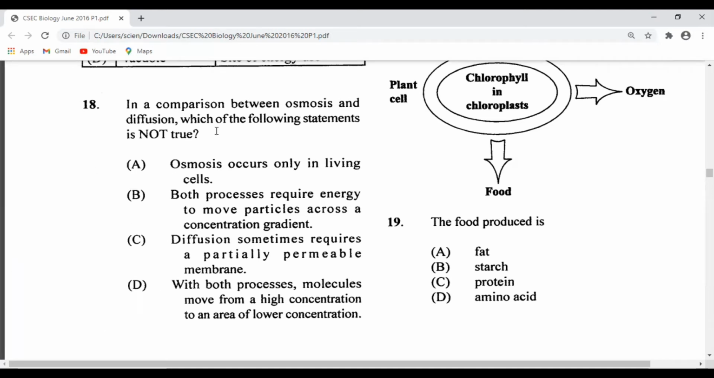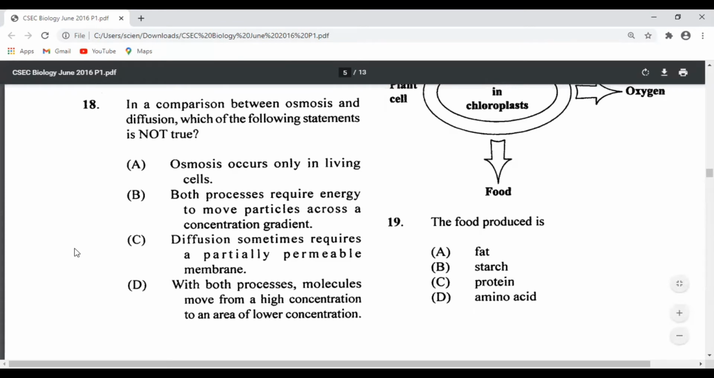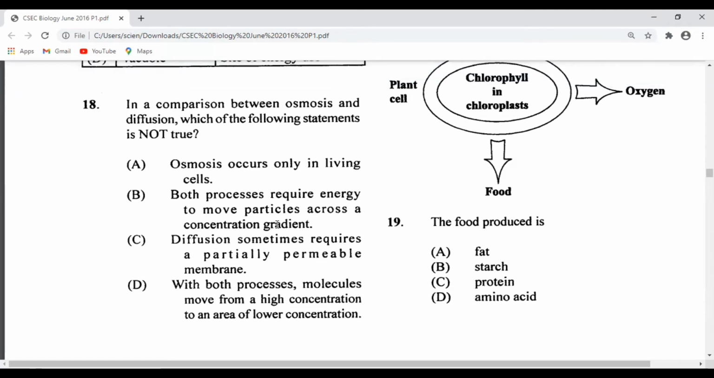We have to answer this question based on the process of elimination. So it's saying osmosis occurs only in living cells. Okay, both processes require energy to move particles across a concentration gradient. So for the most part, based on both definitions that I gave you, I did not mention energy. So the answer would be B. So that is not true about both processes.